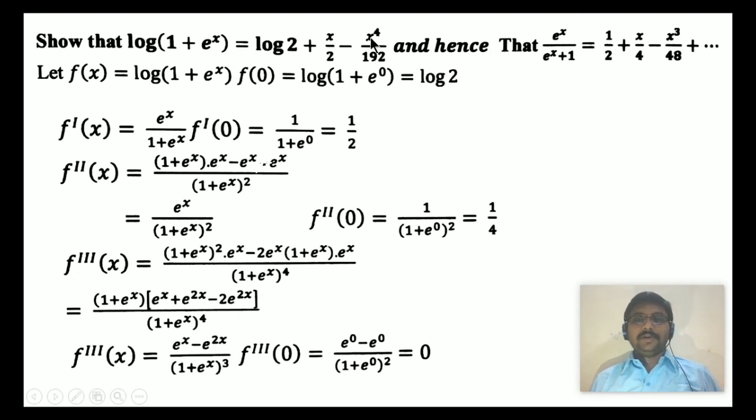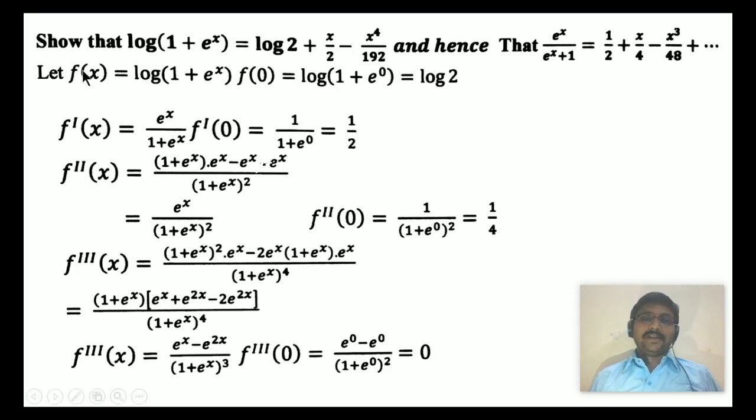That means we have to use Maclaurin's series. That means we have to use Taylor series about x equal to 0. That means we have to compute the functional values at the point 0. That means here a value is 0.